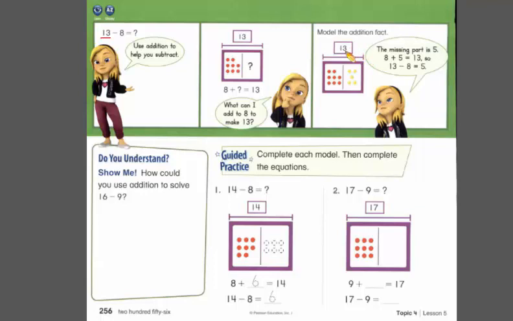So again, what is the idea? If you use subtraction, you start with the whole, 13 minus the part you know, 8, equals the missing part, we got 5. If you do addition, you add the two parts together to get the whole. The first part is 8 plus the other part is 5, so 8 plus 5 equals 13.